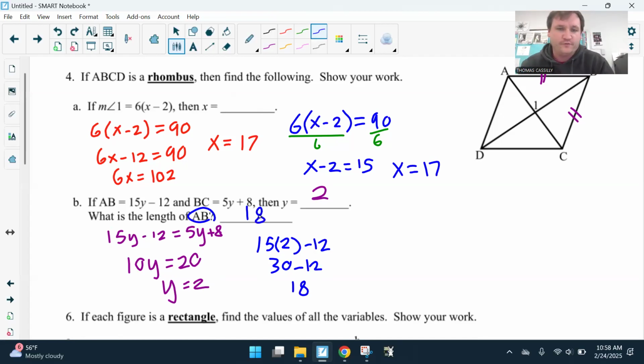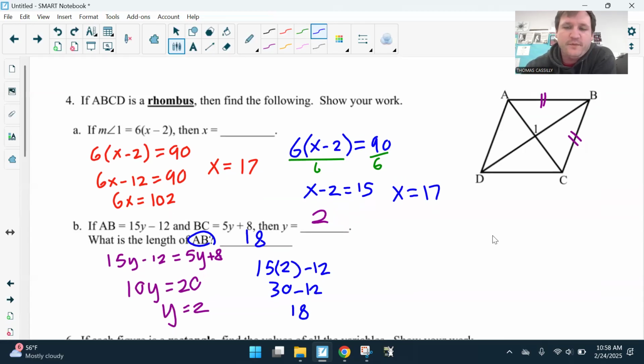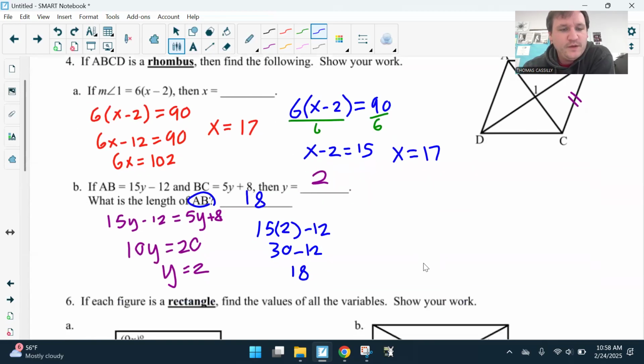Now, if I really wanted to throw you off on this problem, I would have probably asked what is the length of DC? That really tests your knowledge of all four sides being congruent, because I don't have an expression for DC, but I know I could have just plugged it into either one of those and it would have given us that answer. So watch out. I think there could be something like that on your test, maybe.